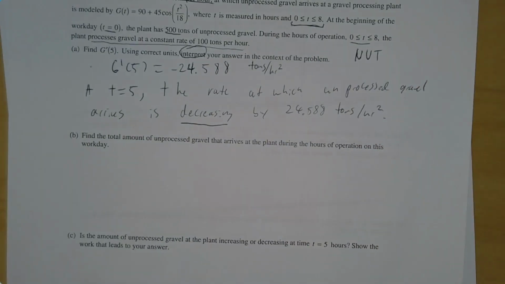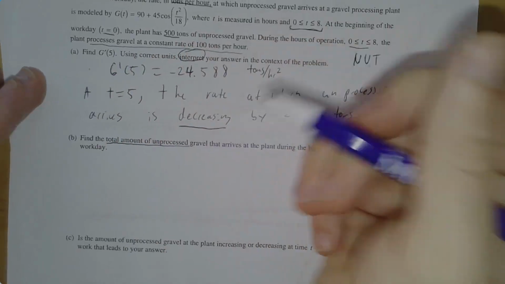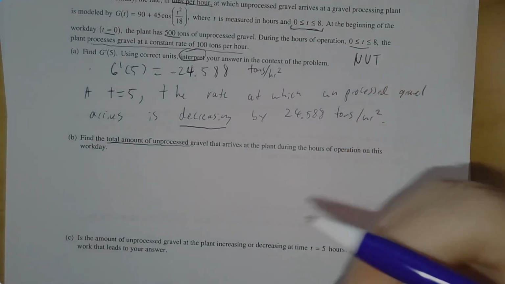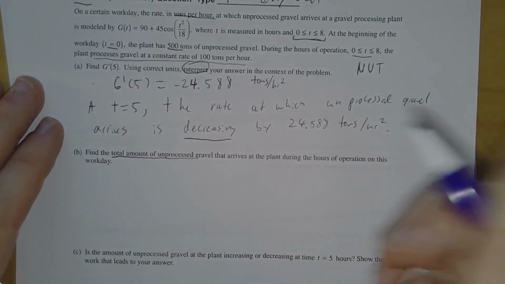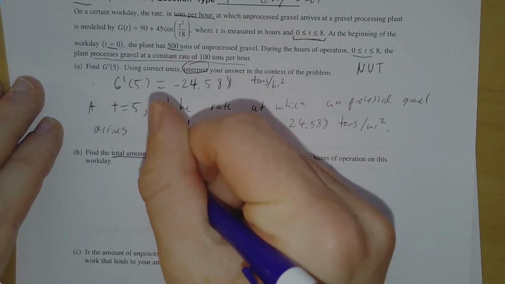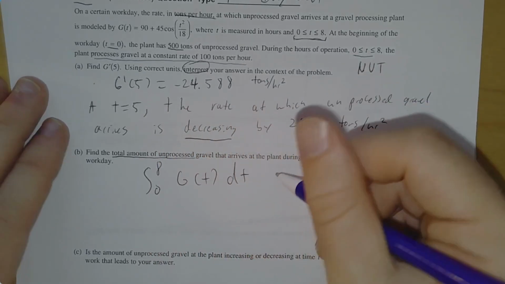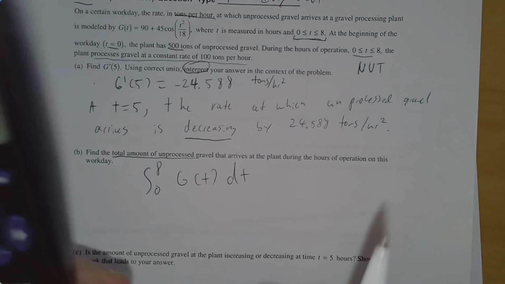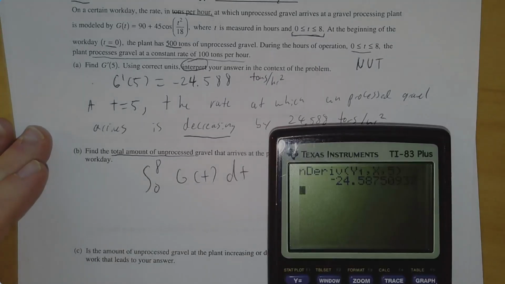Find the total amount of unprocessed gravel that arrives in the plant during the hours of operation on this workday. If you watch my notes video, whenever you're asking for a quantity, you're thinking integral. Get that in your head. Quantity is the integral of a rate. If we want the amount that arrives during the hours of operation, it's just 0 to 8. We're going to take the integral from 0 to 8 of g of t dt. I don't know if they would take off points if you did absolute value, but there's no need. That's like a total distance kind of question. That's not relevant here. Okay, so let's do it.